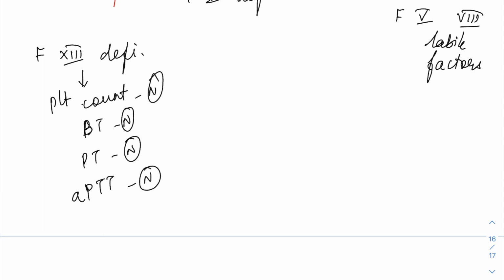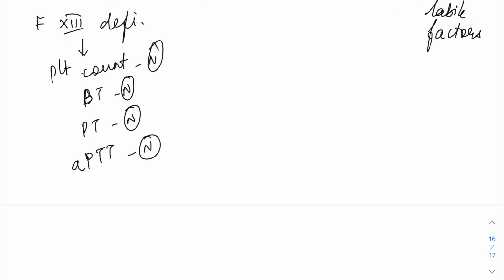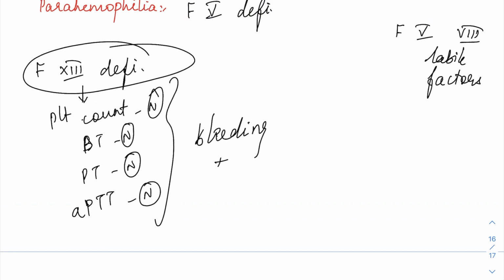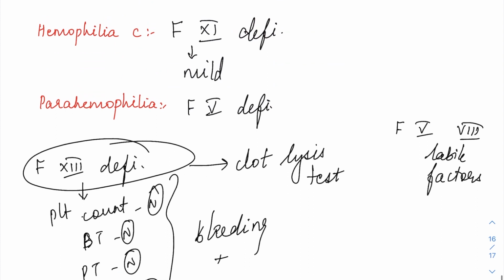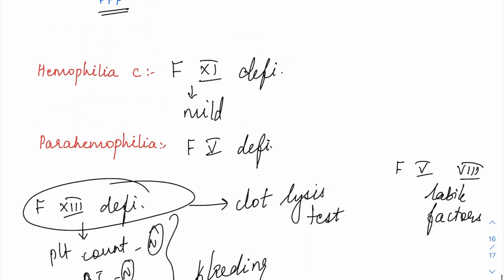It is involved in the cross-linking of fibrin. Without cross-linking, the fibrin which is formed is not going to stay. It is going to be lost and the patient will bleed. So all of these screening tests are going to be normal, but still the patient is going to have bleeding. In that case, what will you suspect? You will have to suspect a factor 13 deficiency. And how do you confirm it? We have a clot lysis test, a clot stability test, with which we can find the factor 13 deficiency. So what were hemophilia A, B and C? A was factor 8 deficiency, B was factor 9 deficiency, then C was factor 11 deficiency.